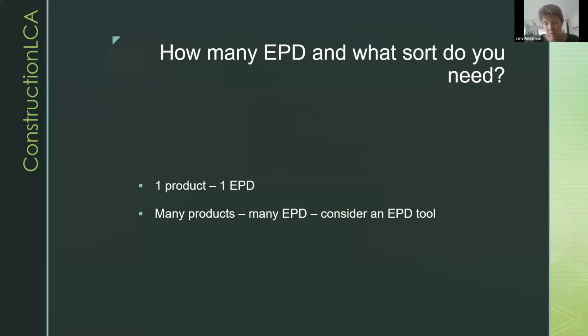Some programs have a limit, for example, of plus or minus 10% in terms of the impact for the declared unit. So it's worth checking that. But then you can provide one EPD that covers a very big range of products. If you produce a really big range of slightly different products, then an EPD tool may well be the way to be able to provide EPDs for your range.